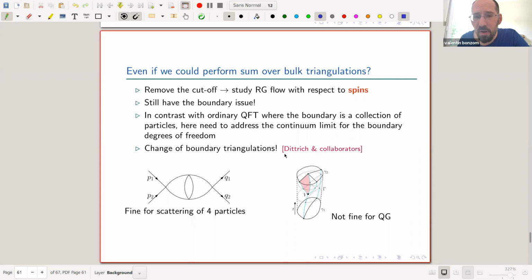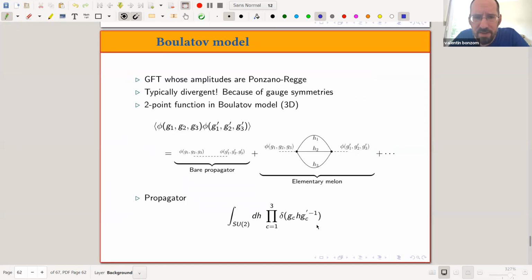Okay, so this is a point that's been emphasized, that you also have to evolve the boundary triangulations, like in a renormalization group flow. This is something that's difficult to address, and I won't do that here. Instead, I will look at the Boulatov model, where Edward Wilson-Ewing probably told you it's a GFT whose amplitudes are Ponzano-Regge model. But they are typically divergent, and these divergences come from gauge symmetries.